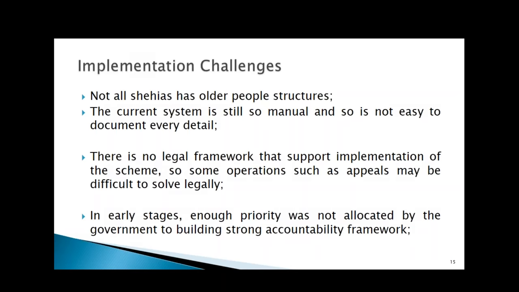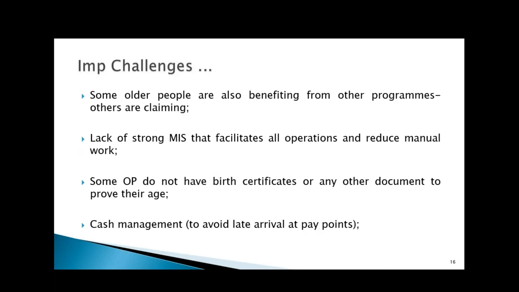Next. Then some other people are also benefiting from other programs, and this makes other older people claim about the benefit, and this initially was quite a huge issue. Then the government has to work with other ministries which are implementing other programs, to find a way out of it. Lack of strong MIS, we don't have that, and that's why the program is more manual. We don't have the computerized management of information. And some older people do not have a birth certificate or any other document to prove their age. And this is very critical, particularly at the beginning.